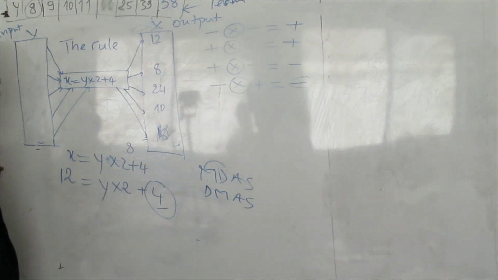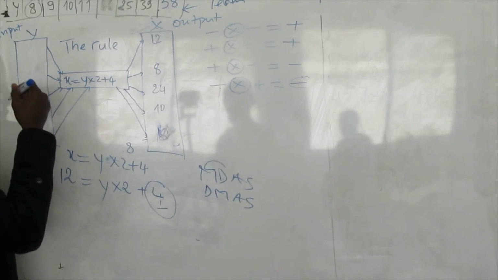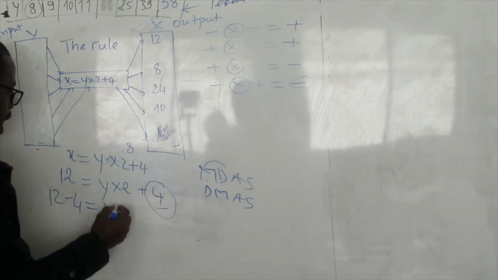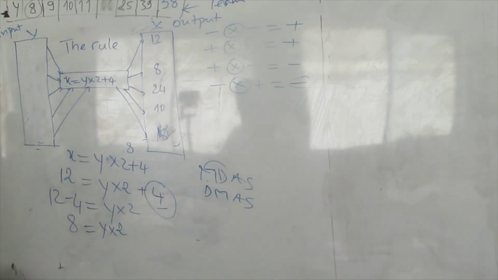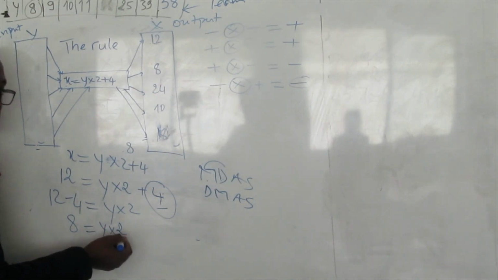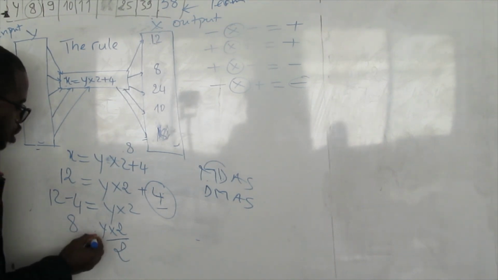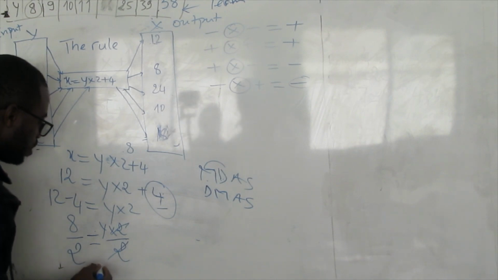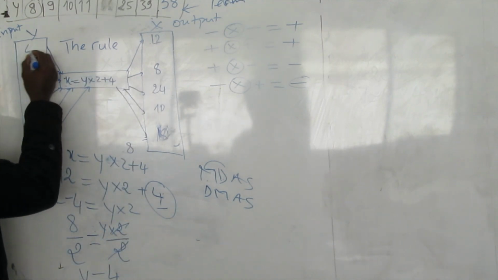It can be MDASODMAS. Understand? So now here you take this 4 first and shift it to the other side. Now 12, when you shift this one, it will change the sign. 12 minus 4 equal to y times 2, which equals 8. To cancel the 2 on this side, so that you just remain with your unknown, you divide this one by 2. If you divide this side by 2, you must also divide the other side by 2. So y equal to 8 divided by 2 equal to what? 4. Y equal to 4.